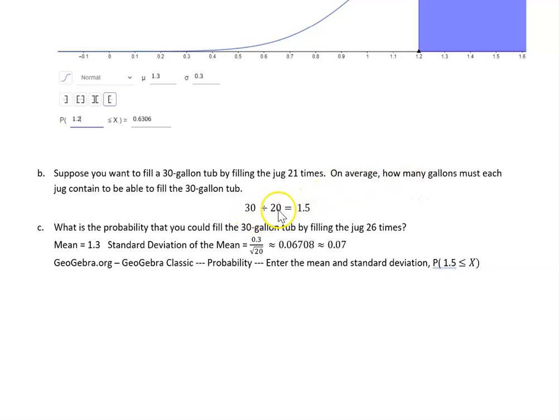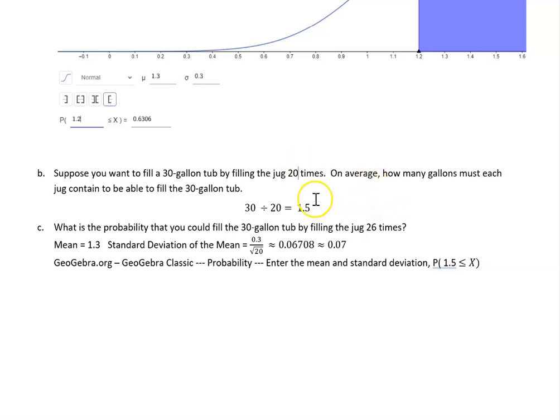Well, if I just take 30 and divide by 20, I get 1.5. That means that each of my jugs, when I fill it, needs to be 1.5 gallons in order for me to fill that tub in just, oops, this should say 20 times. I changed that to 20, on just 20 times.